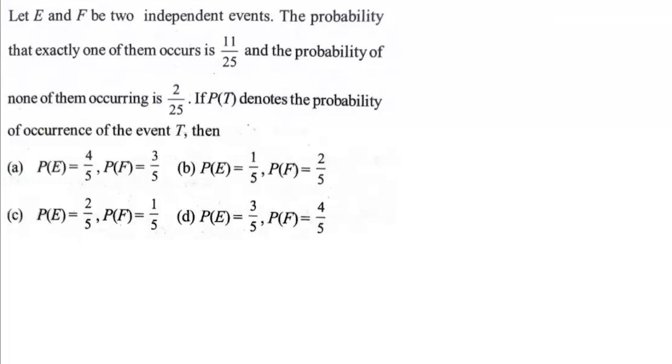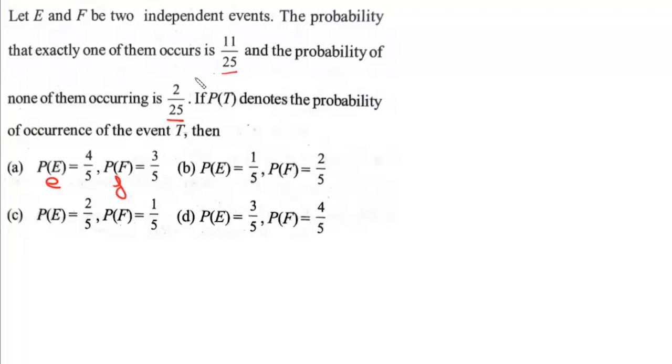Now here the question is, let E and F be 2 independent events. The probability of exactly one of them occurring is 11 by 25 and the probability of none of them occurring is 2 by 25. If P(T) denotes the probability of occurrence of the event T, then we have to find the values of P(E) and P(F). Now suppose P(E) is E and P(F) is F.